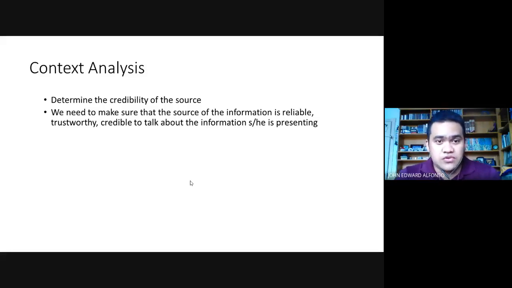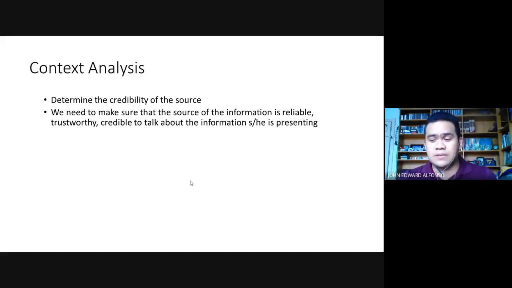So we need to make sure that the source of the information is reliable, trustworthy, and that he or she is credible to talk about the information being presented. Because in the first place, if the maker of the source is not credible, then right there we should stop reading whatever he or she is presenting, because we know for a fact that that person is not credible.